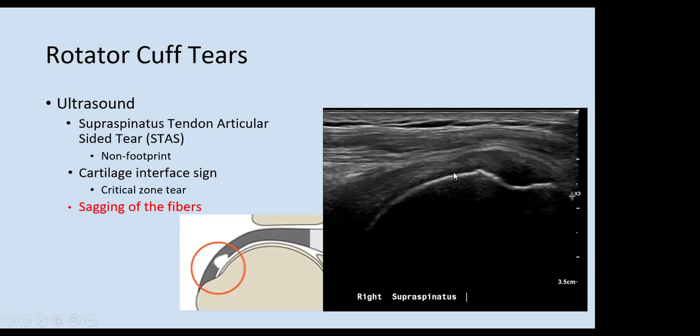Now if you want to make this tear fluid filled, you can do abduction and adduction of the joint, or internal rotation, external rotation of the joint, in order to force the joint fluid to move from the joint recess here to track and fill the gap in here. So there are a few maneuvers that you can do in order to make this tear fluid filled, but always be mindful of the sagging of the fibers because it's an indirect sign of partial thickness articular sided tear.